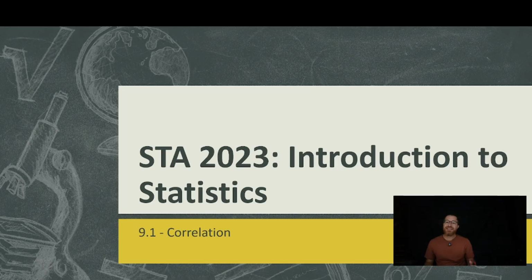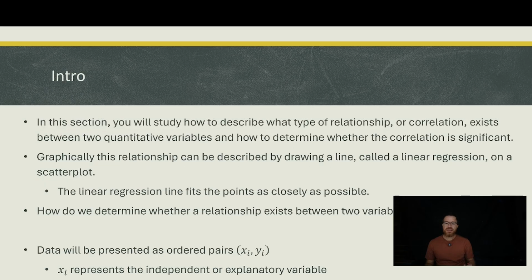Hello everyone. In today's lesson, we're going to be looking at section 9.1 on correlation and the correlation coefficient. In this section, we're going to be studying how to describe what type of relationship or correlation exists between two quantitative variables and how to determine whether the correlation is significant. Graphically, this relationship can be described by drawing a line called a linear regression on a scatter plot. The linear regression line fits the points as closely as possible. You can think of it as a best fit line.